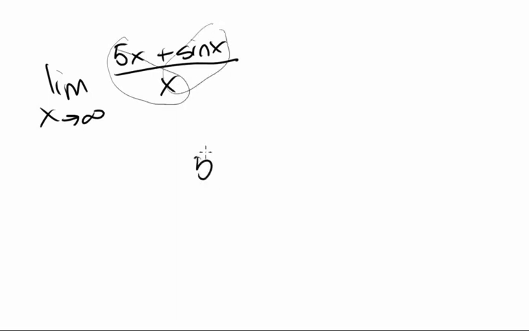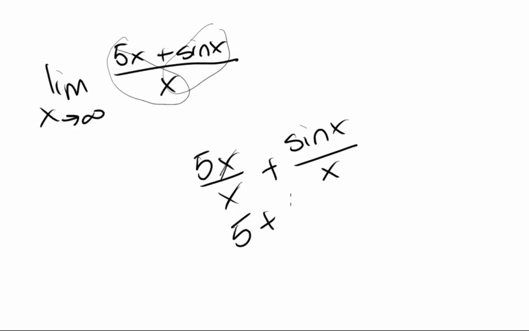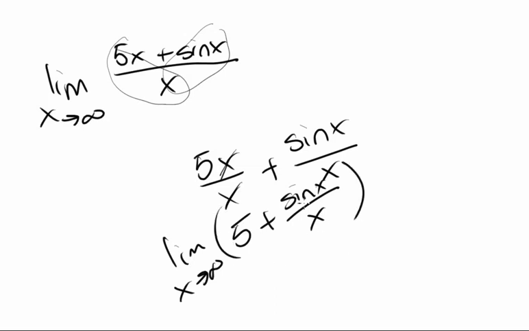So I can say that's 5x over x plus sine x over x. Well, here we go. We see 5x divided by x. Those x's cancel out, so we have 5. And sine x over x, we can't change anything there, so we're left with this. And then we have an equivalent limit, which looks like this. So we've rearranged it a bit.